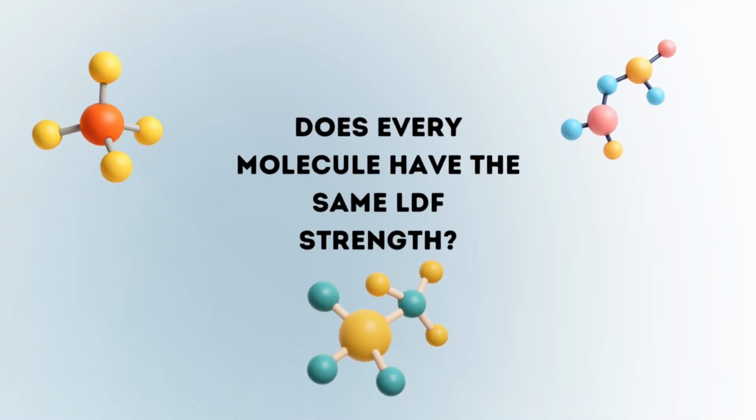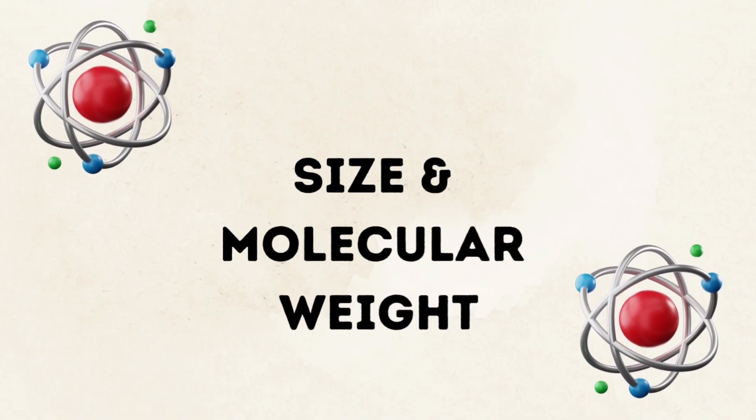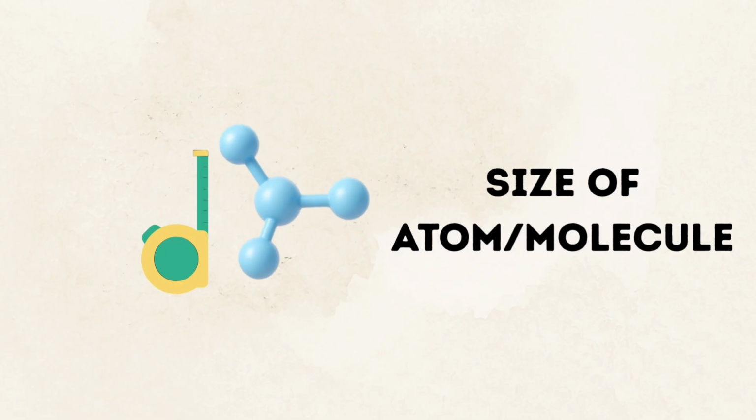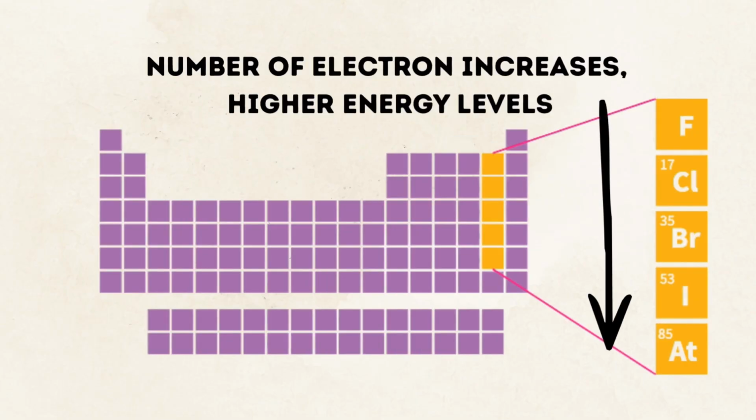So, does every molecule have the same LDF strength? Not quite. There are 2 main things to look for. First, size and molecular weight. The first major factor is the size of the atom or molecule, which determines its polarizability. In smaller atoms, like helium or neon, the electrons are held very tightly by the nucleus because they are in shells close to the center. This makes the electron cloud stiff and difficult to distort.